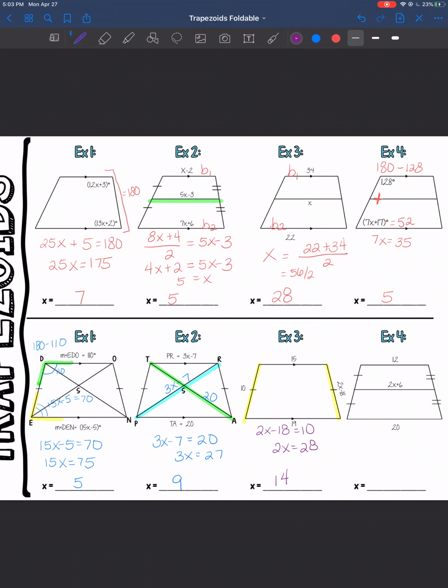And last but not least, we're going to use the property to find the midsegment length. And that's by averaging the two bases. So 20 plus 12 divided by 2, average of the bases, should equal the length of the midsegment, 2x plus 6. So that's 32 divided by 2 is 16. Subtract 6, divide by 2, x equals 5. That's the trapezoid.